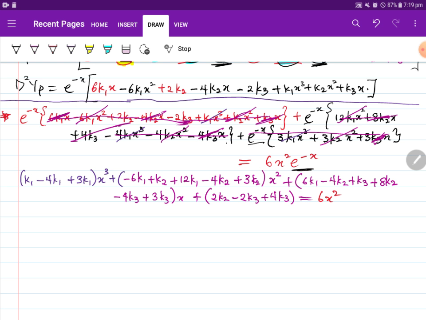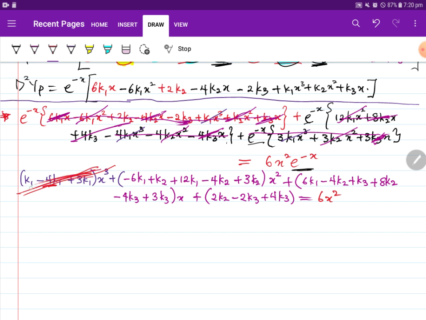Let me clean this. I can say that since there's no x cube here, x cube is 0, then it means everything in front of x cube is 0. Let's check. This is positive minus k1, 4k1, minus 4k1, k1, k3. So everything here turned to 0. It's 0 times this. This one turned to 0 automatically. Let's cancel it out. Why is it 0?